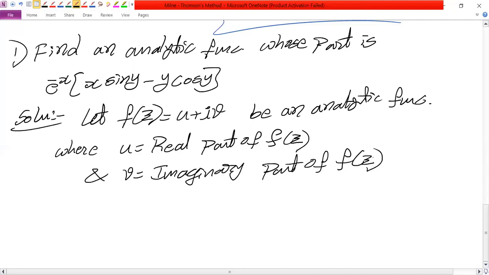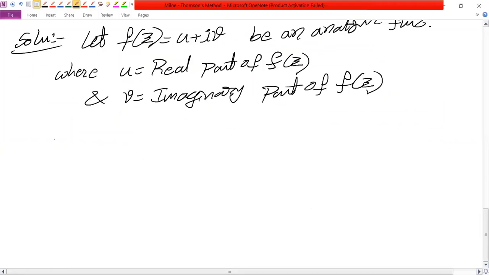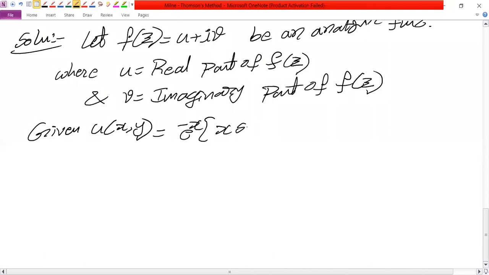So from the given problem, what is given here? Is u given or is v given? U is given. So given u of x comma y equals e power minus x into sine y minus y cos y. This is the thing.